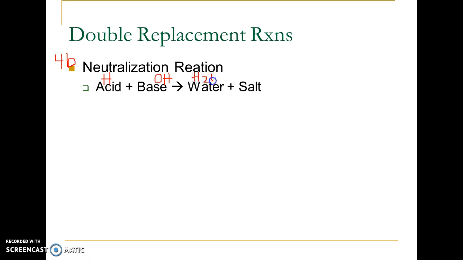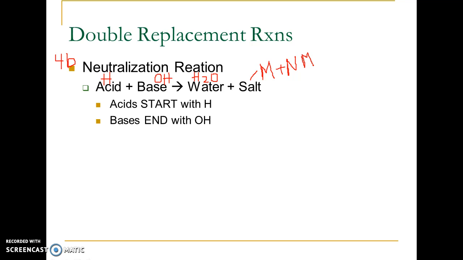And then you're going to have a salt. And your salt, remember, can be any ionic compound. So this is going to be your metal and your nonmetal. And make sure that when you write these out, you're checking your charges to make sure that they equal 0. Okay, so again, your acids start with H. Your bases end with OH. So let's try a couple.